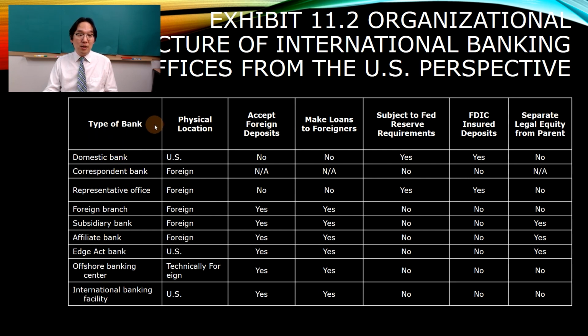Here on the left-hand side, you see the type of bank, and the second column is about physical location from the perspective of the US government, and then accepting foreign deposits versus not, making loans to foreigners versus not. You say yes or no depending on the structure, the type of banks, right? And then subject to Fed reserve requirements, right? 지급준비금, 지불준비금, reserve requirements. And then FDIC insured or not, right? 예금보험 kind of things, coverage versus not, and separate legal entity from parent versus not.